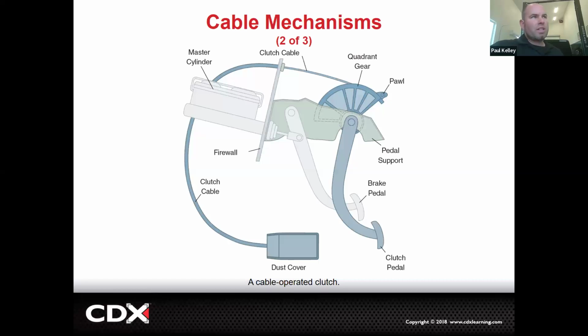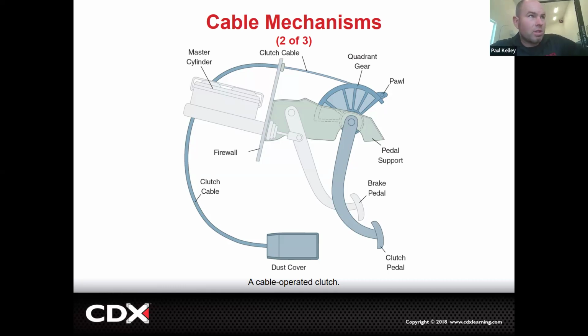This cable actually attaches right here. And back in the day, we'd have to do adjustments periodically. It would call for an adjustment like, oh, every 10,000 miles or 15,000 miles, check clutch cable adjustment. So if you look at some old Celica, like an 88 Celica or something, it might call for a clutch cable adjustment as a maintenance.